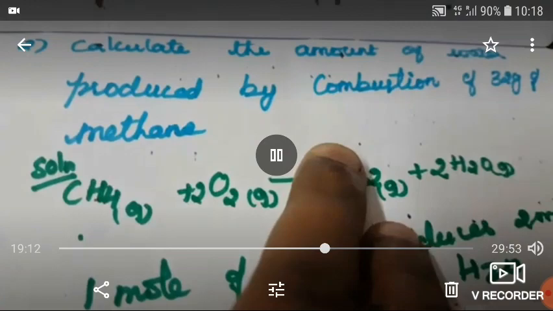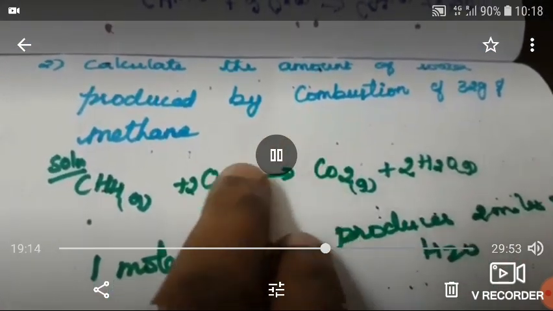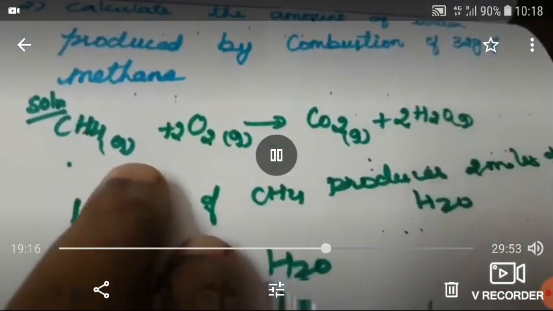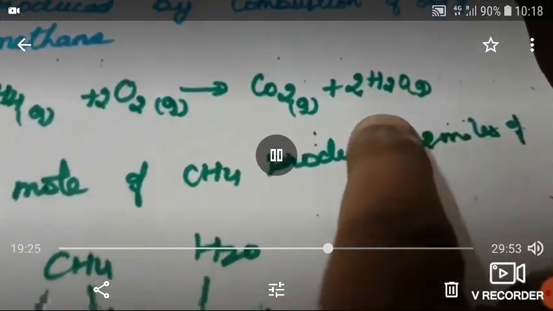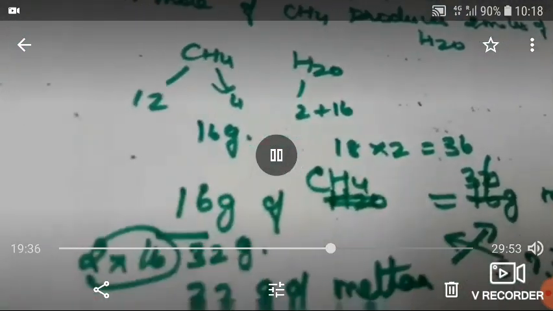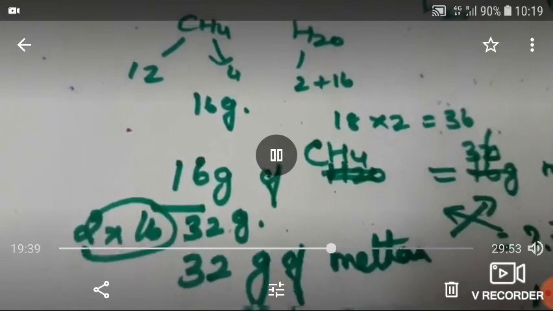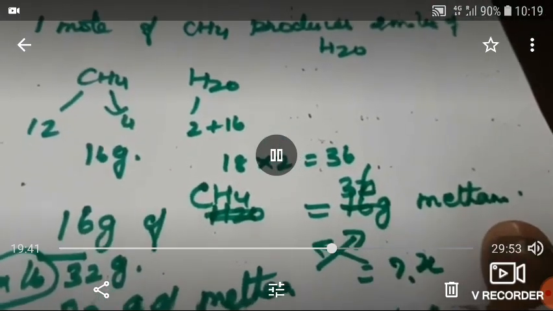Here that is 1 mole of methane, combustion of 32 gram of methane. 1 mole of methane produces CO2 and H2O. So 1 mole of methane produces 2 moles of water, according to the stoichiometric equation. The molecular mass of methane is 16 gram, water is 18, and 2 moles of water is 36 gram. So 16 gram of methane gives 36 gram of water.